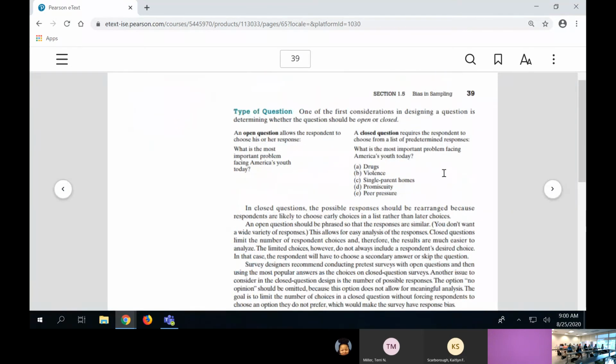Type of question. Make sure you know what an open question is. An open question is one that leaves a chance to answer. You have 3 or 4 lines that you can fill in an answer. Do you stay away from open questions in a survey? Yes. Because how do you find the average of your essay questions? You can't. But you can find the average of a closed question, where you have 5 choices. 20% said drugs, 30% said violence, 50% said single-parent homes, and so on. So you always stay with the closed type questions.